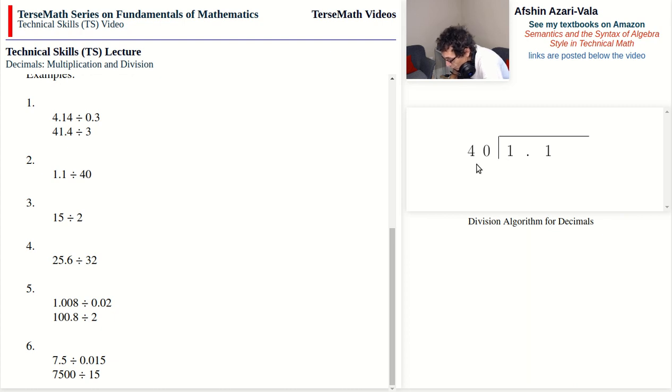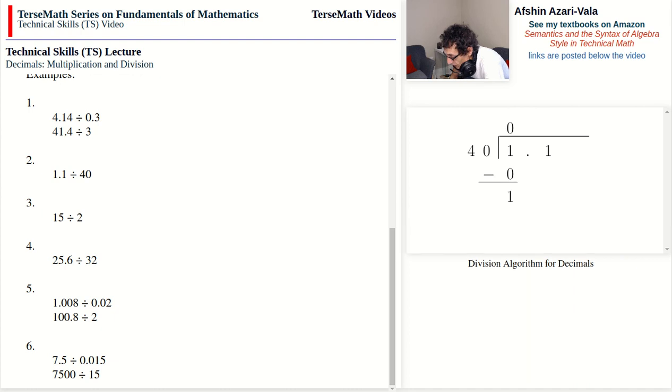So we have to answer the question, how many 40's fit into a 1? And the answer is 0. We write 0. 0 times 40 is 0. Subtract to get 1. Before we pull down the first decimal digit, decimal point goes to the top. And then 1 comes down.